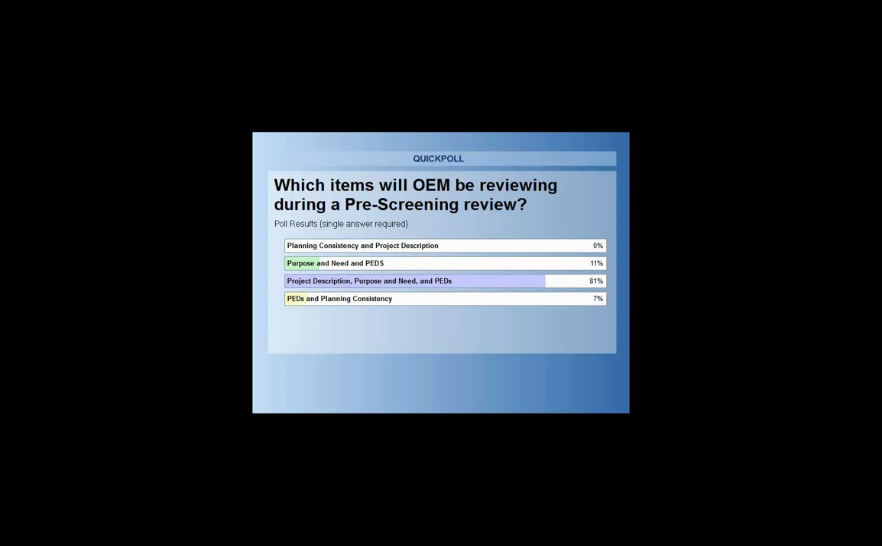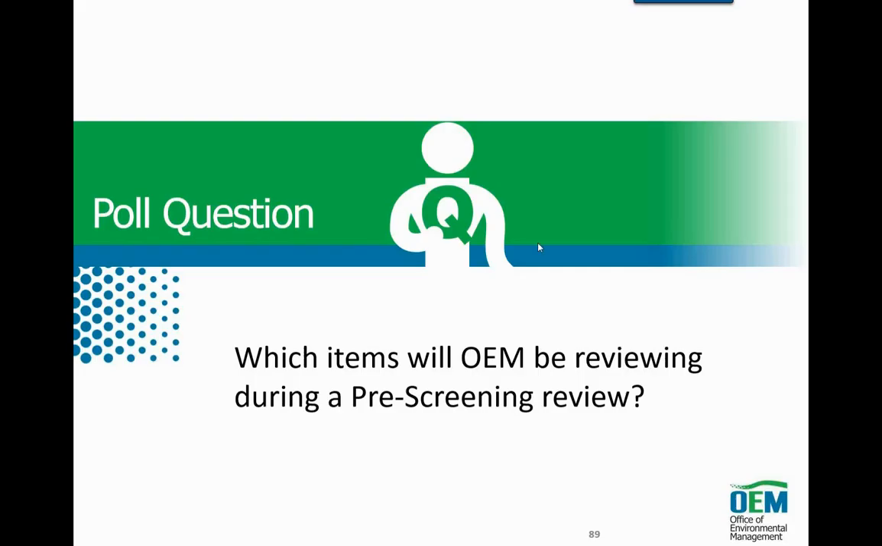81% said project description, purpose and need, and PEDs. That's the correct answer. The other answer, purpose and need and PEDs, was just incomplete. It's missing the project description item. 7% said PEDs and planning consistency. That one's incorrect just because OEM will not be reviewing the planning consistency. The three items that they will be reviewing are project description, purpose and need, and PEDs. Thanks. Back to you, Pete.